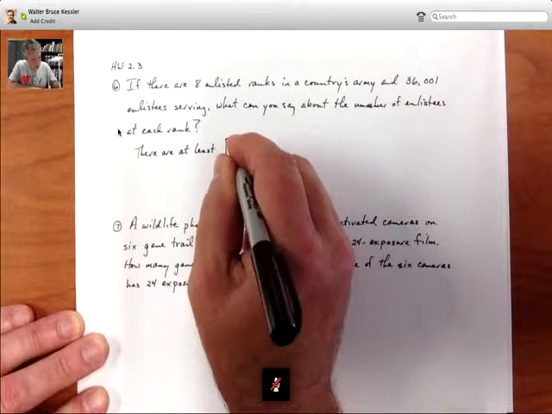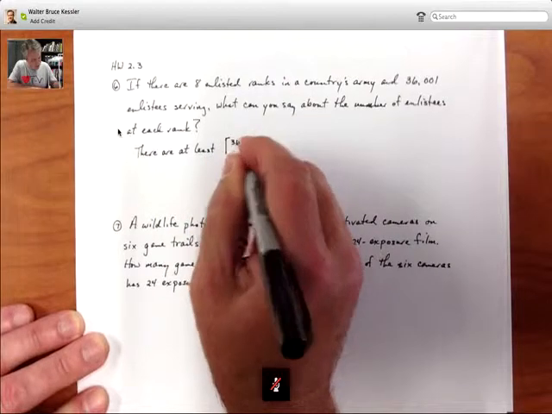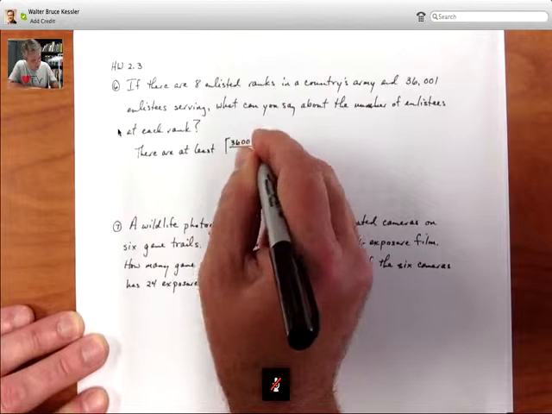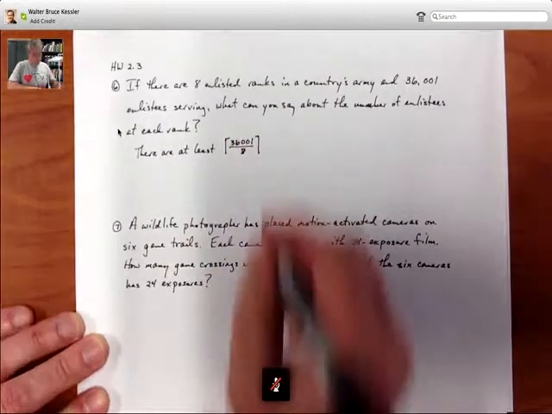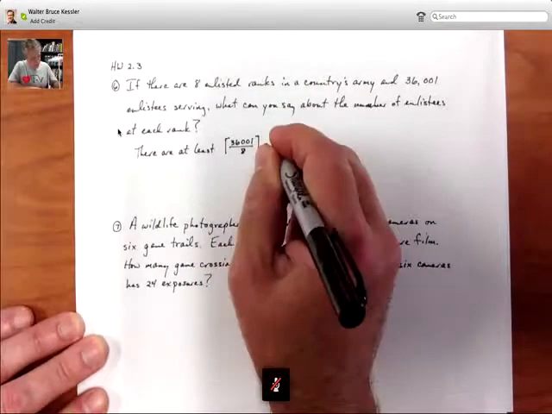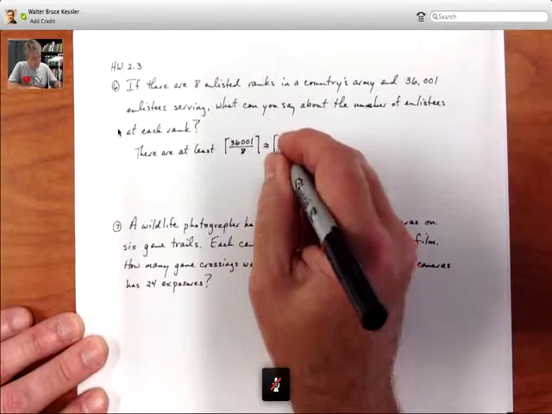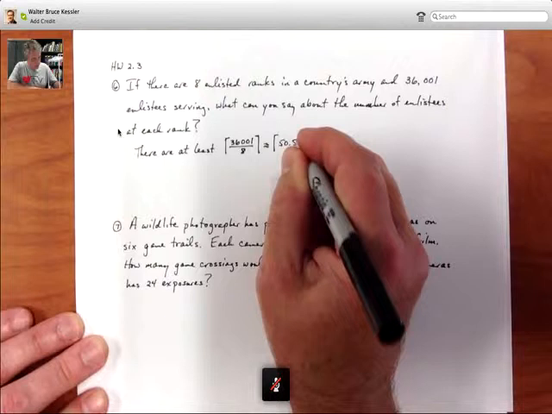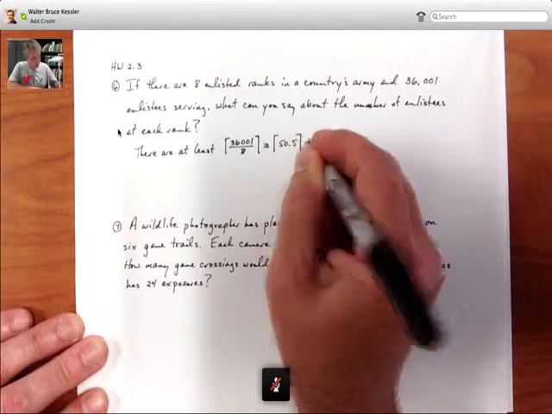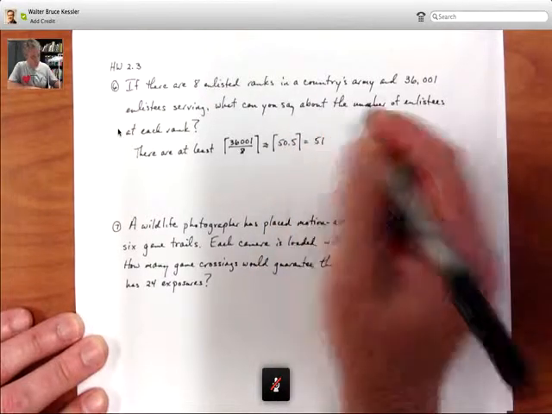we take the ceiling of 36,001 divided by 8. That is roughly 50 and a half, 50.5. And so when we take the ceiling of that, that is 51.